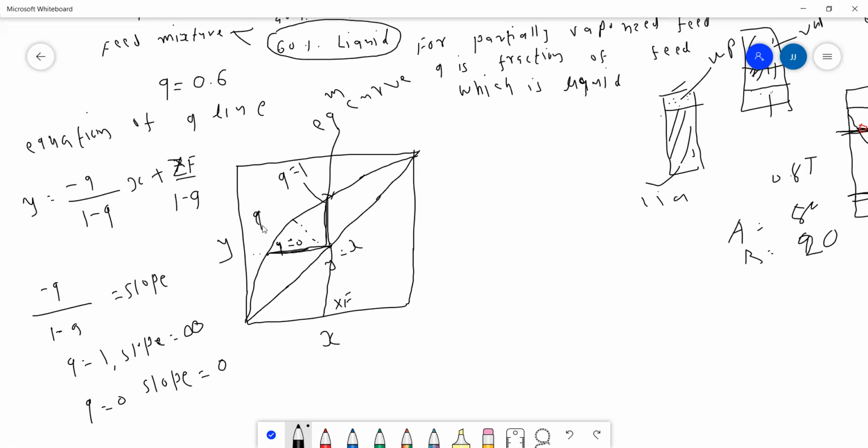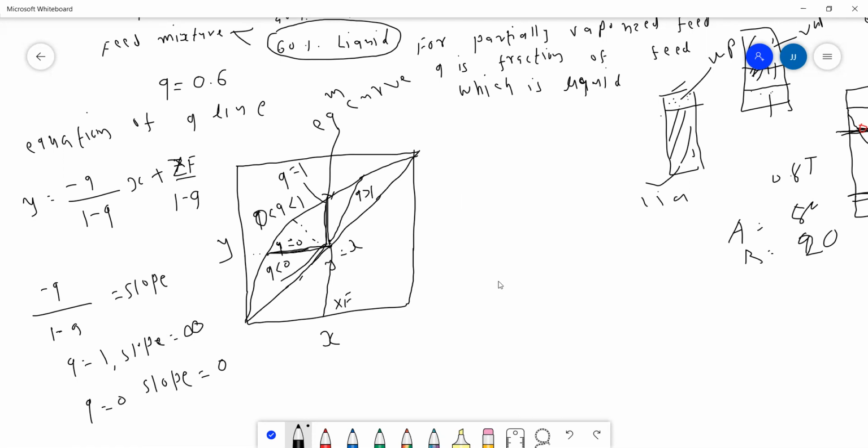So this is for Q between 0 and 1, for partially vaporized feed. This is for Q greater than 1, where the slope is greater than 1. So this is for subcooled liquid, and this is a negative slope. So this is for Q less than 0, for superheated vapor. In this way we can locate this Q line.